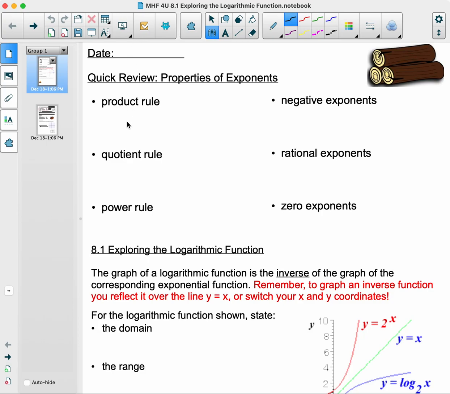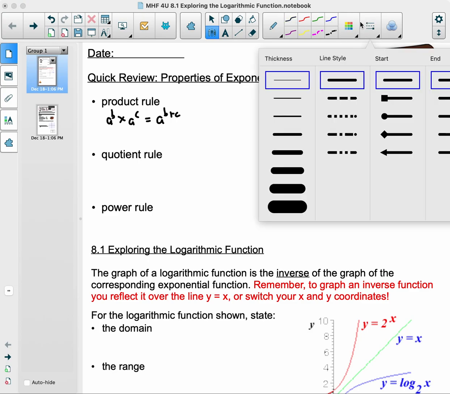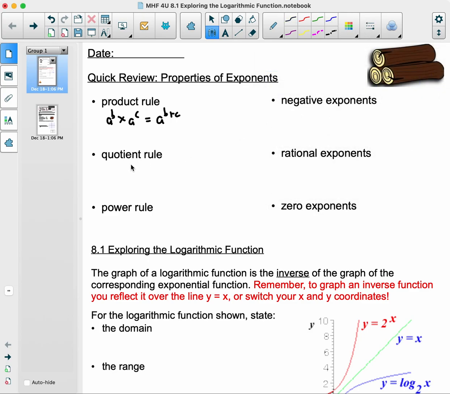Hopefully you remembered these ones. So your product rule, you can write it out in words if you'd like. I'm not going to try because it'll be a mess. It's basically that rule where if you have the same base raised to different powers, you can add the powers. Okay, so that's your product rule. I'm just going to make my marker less thick. Your quotient rule, same idea, but you're dividing and you're subtracting. So you can subtract the exponents as long as you have like bases. So just remember those two rules require the same base.